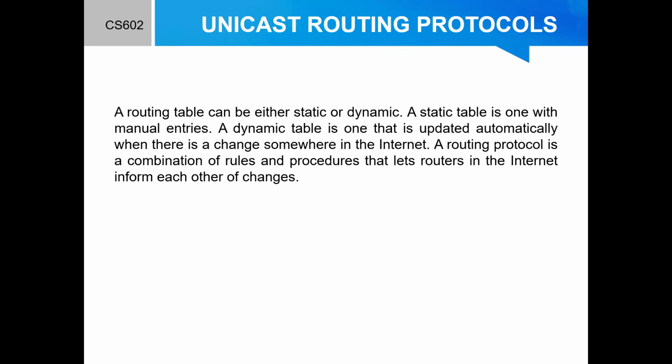A routing protocol is a combination of rules and procedures that lets routers in the internet inform each other of changes. It allows routers to share whatever they know about the internet or their neighborhood. The sharing of information allows a router in San Francisco to know about the failure of a network in Texas, for example. Routing protocols can also include procedures for combining information received from other routers.